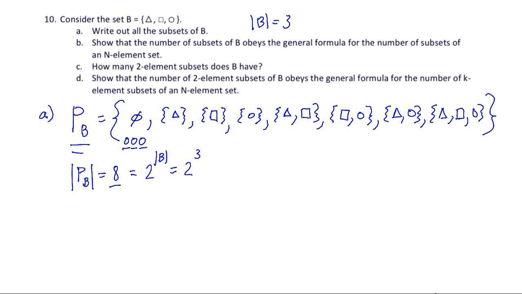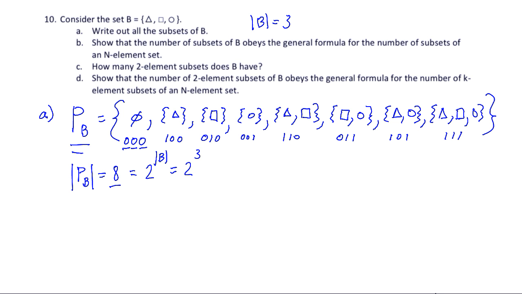The triangle would be 1, 0, 0, because it has the triangle, so there's a 1. It doesn't have the square, and it doesn't have the circle, so we have zeros. The square would be 0, 1, 0. The circle would be 0, 0, 1. Triangle and square would be 1, 1, 0. Square and circle would be 0, 1, 1. Triangle and circle would be 1, 0, 1. And finally, all 3 would be 1, 1, 1.